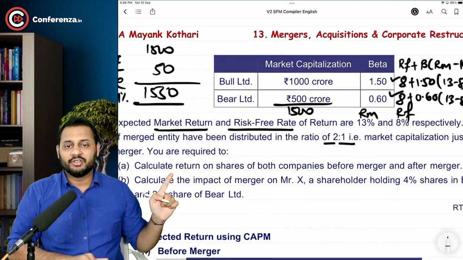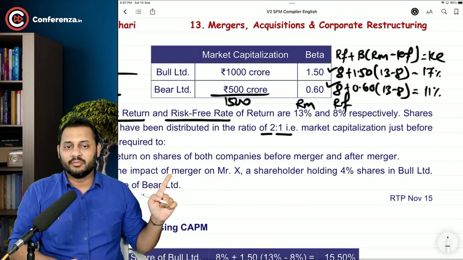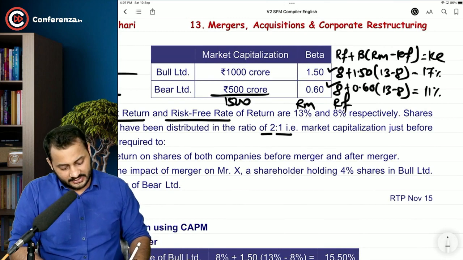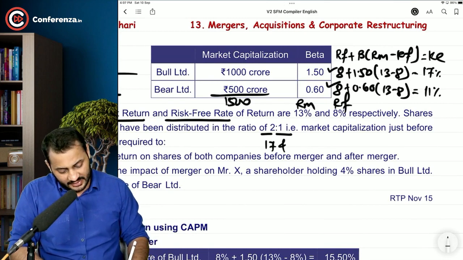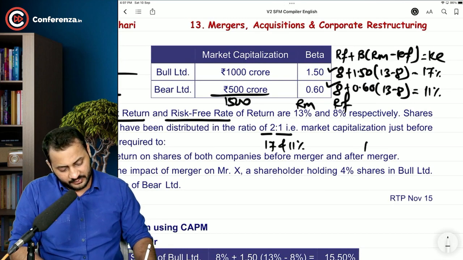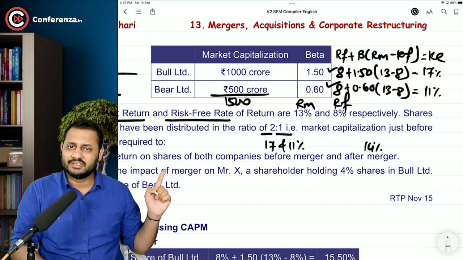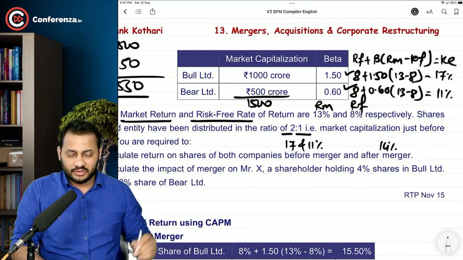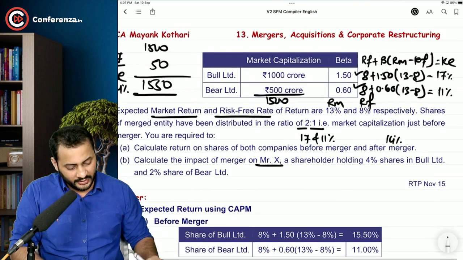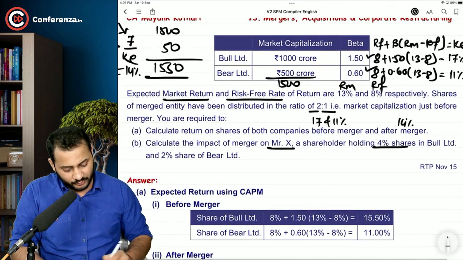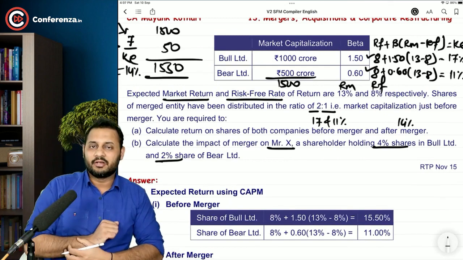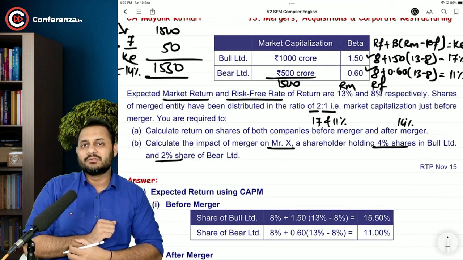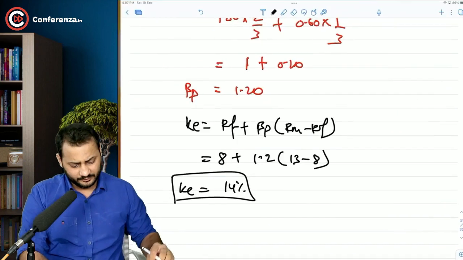Calculate the return on shares of both the companies before merger and after merger. See, before merger it is 17% and 11%, and after merger it is 14%. Am I right? This is the cost of equity. Now, calculate the impact of the merger on Mr. X, who is holding 4% shares in Bull and 2% shares in Bear Limited. What happened to his market value? Very easy, sir.